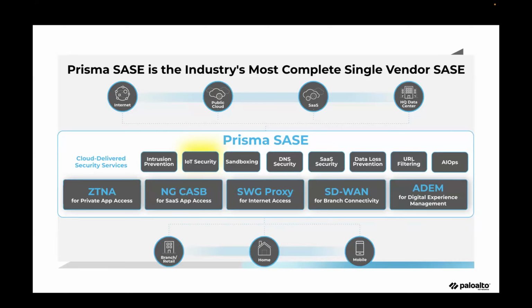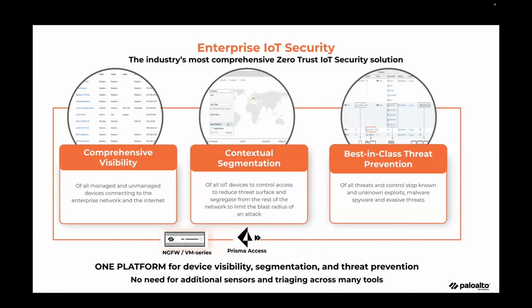Now, double-clicking on IoT security, and again, my session is not really to go deep into IoT security specifically, but to highlight some interesting things that we are doing to make IoT security and Prisma SASE work together successfully. But before going there, I just want to highlight that our strong IoT security offering is great at multiple things, but just highlighting a few.